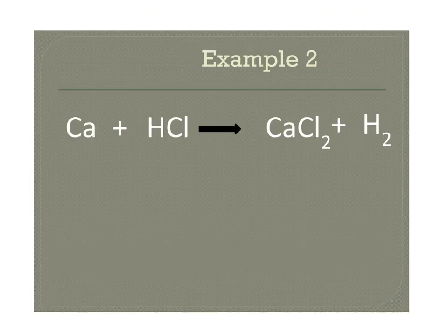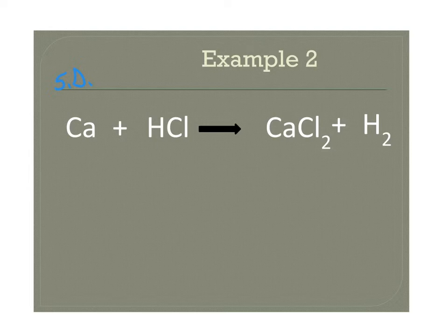Let's take a look at example number 2. In example number 2, we have Ca, calcium, plus HCl is going to produce CaCl2 plus H2. Okay. Now we can look at this, and from what we've learned already, we should be able to identify that this is actually a single displacement reaction, and we see our products have been formed. That's a good skeleton equation.